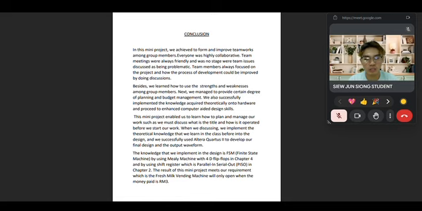The knowledge that we implement in the design is finite state machine FSM by using Mealy machine with D flip-flop in chapter 4, and by using shift register which is parallel in serial out PISO in chapter 2. The result of this mini project meets our requirement, which is the fresh milk vending machine will only open when the money paid is fully RM3 ringgit.